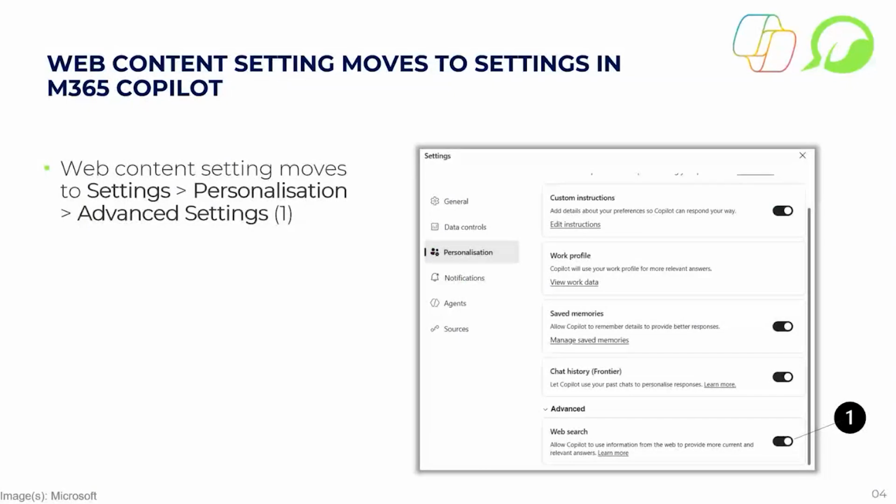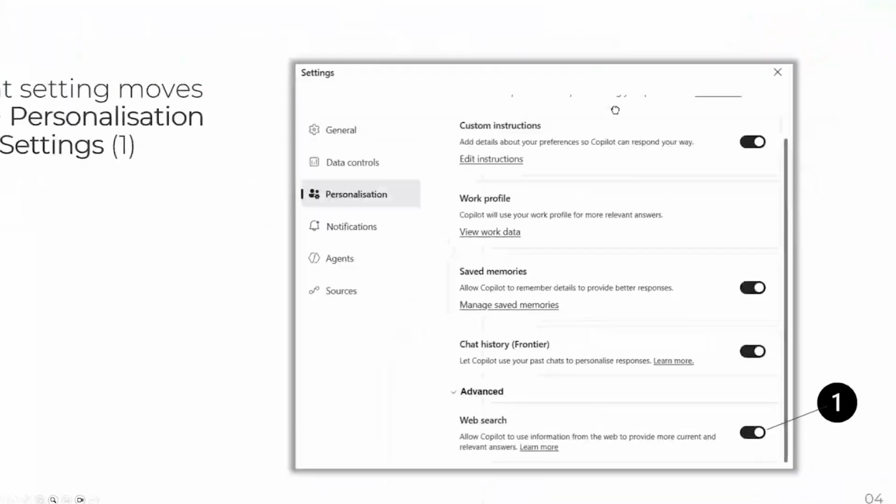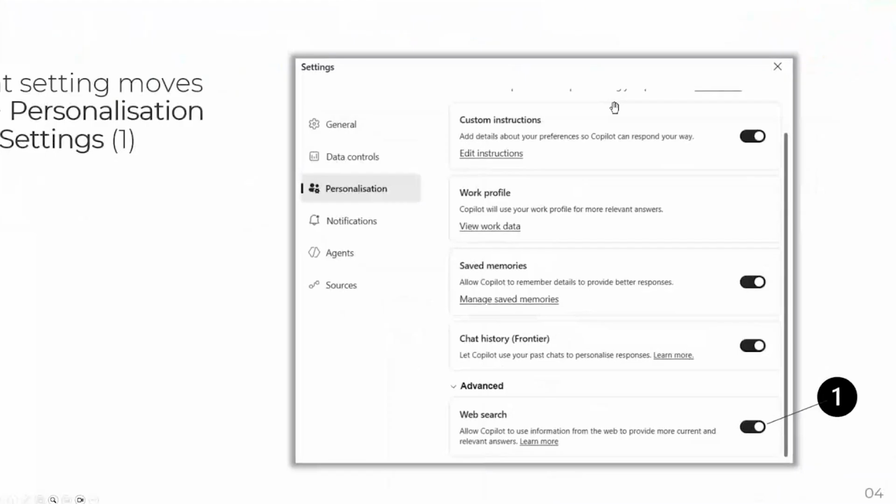Start with Copilot. Web content setting moves to settings in M365 Copilot. So you know that M365 Copilot is grounded in your content inside your work, and you can look at the web as well. So on this screenshot here, we've gone into Copilot, top right hand corner. We've clicked on the three little dots. We've clicked on settings and more, and we find ourselves here.